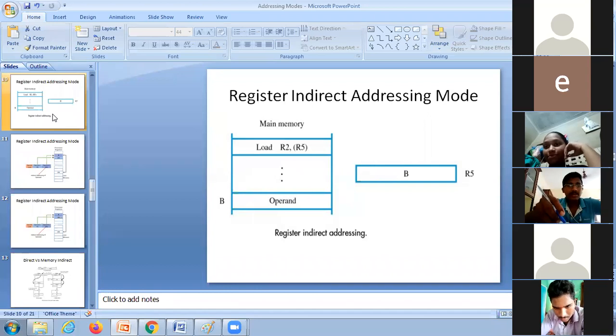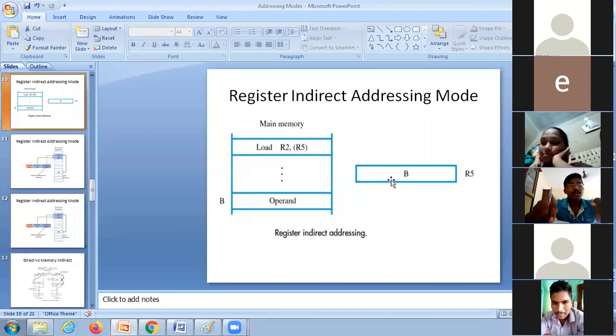In main memory, we have the value of R2 and R5. We have written load R2 comma R5. That means we have to load the value in R2 to R5. If we have a value 20 in R2, that should be loaded to R5. Then if you see R5 value on your right side, that is B. That means the B value will be 20, as R2 is 20 and that is stored in B.